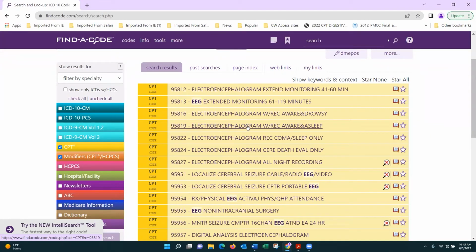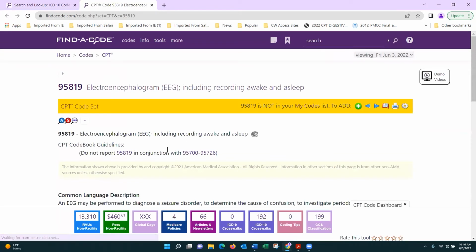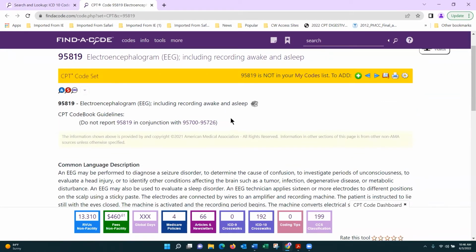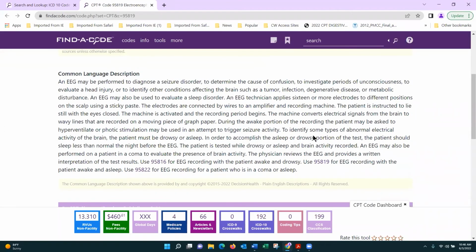We have an electroencephalogram, EEG, with a recording awake and asleep. And if you keep reading, you will see that these other code descriptions are not applicable. They are not what was done with our patient. So we'll open this one up. It's pretty simple. It's an EEG recording awake and asleep, which is what we've got here. We do have an instructional note here, and then we have this common language description.